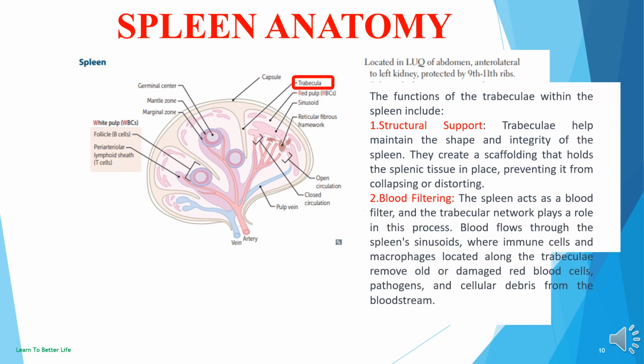2. Blood filtering. The spleen acts as a blood filter, and the trabecular network plays a role in this process. Blood flows through the spleen sinusoids, where immune cells and macrophages located along the trabeculae remove old or damaged red blood cells, pathogens, and cellular debris from the bloodstream.